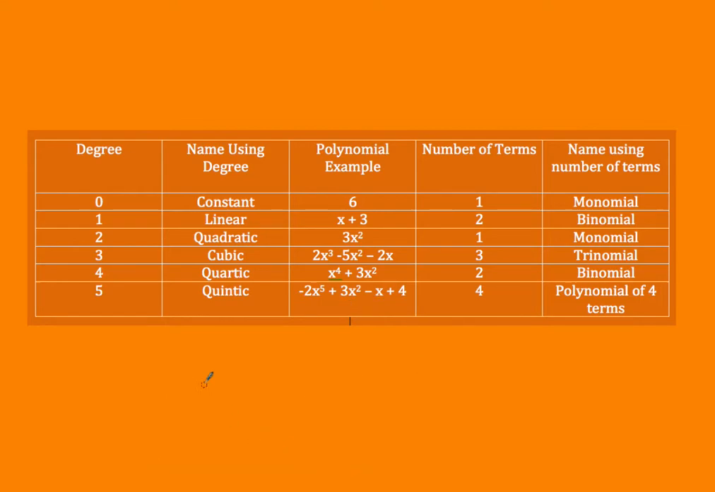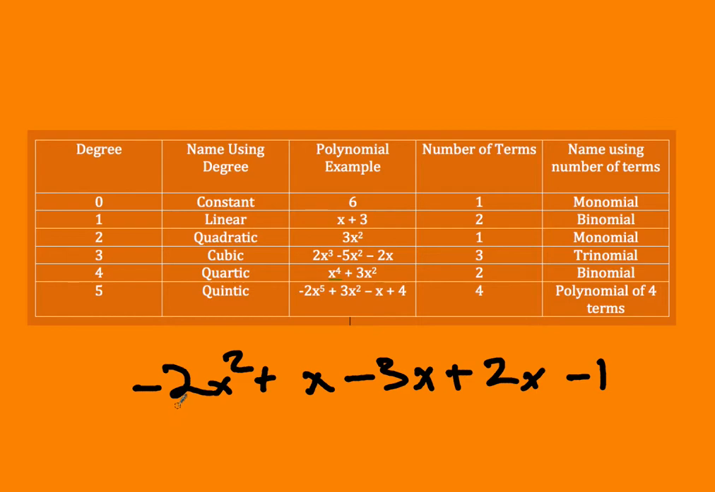And let me do one more example. Let's say I had negative 2x squared plus x minus 3x plus 2x minus 1. What do you think this would be? Go ahead and pause the video and see if you can answer it.